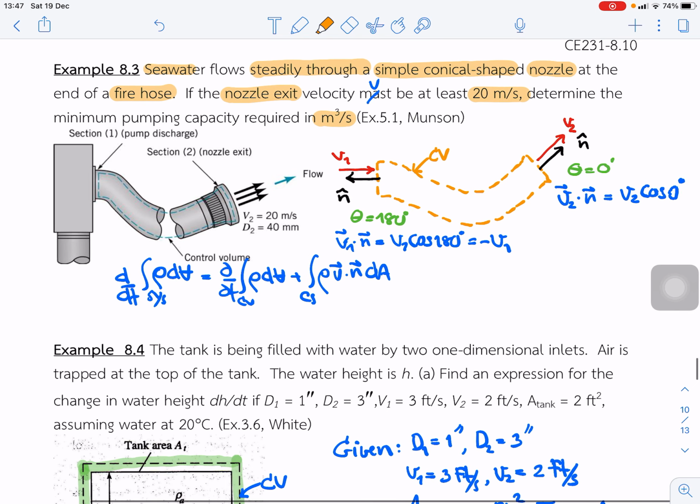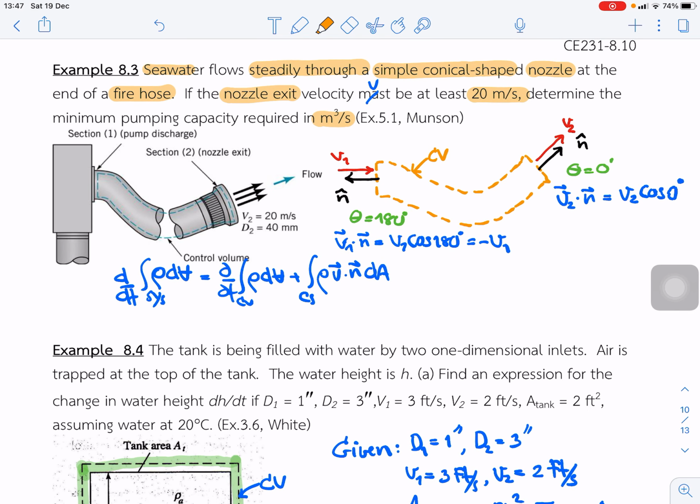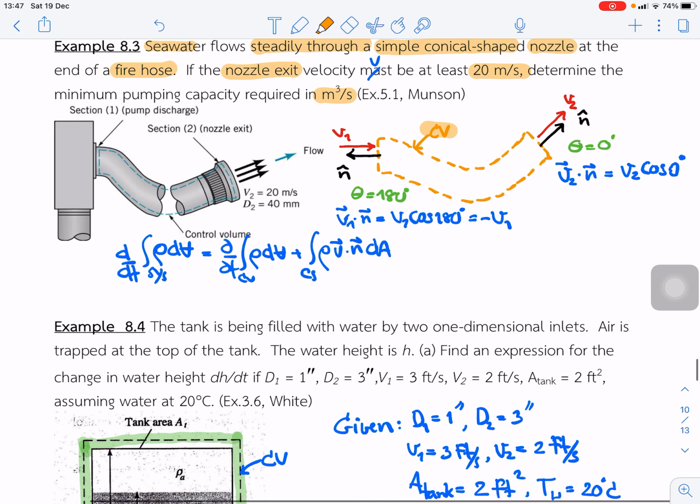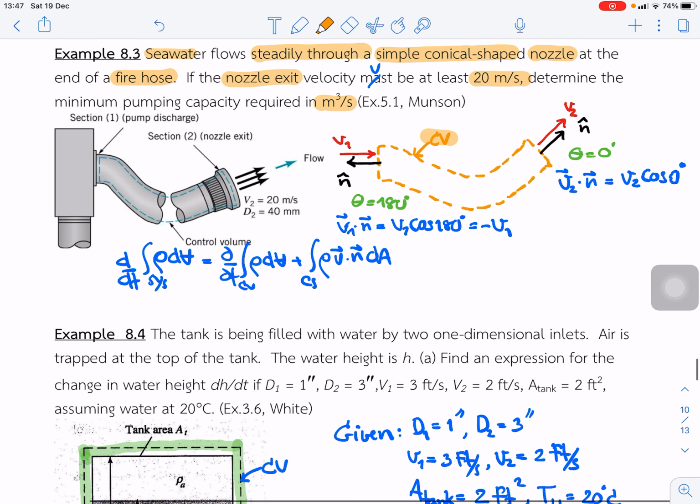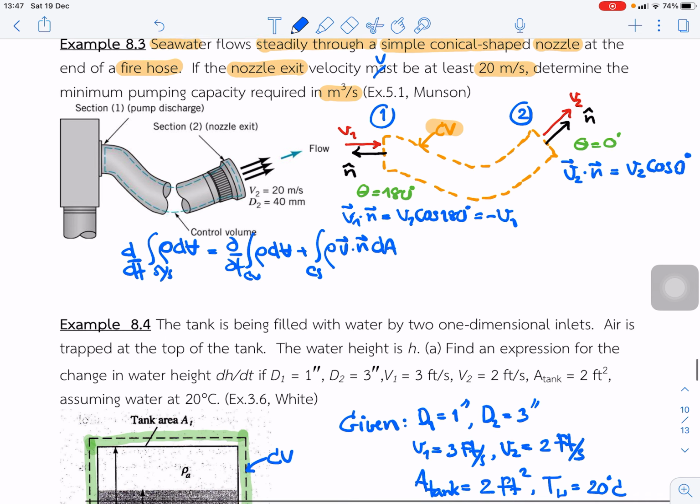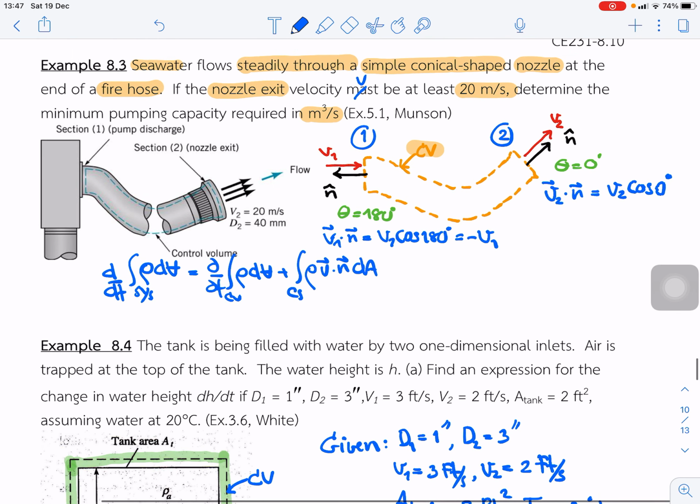Okay, we can draw the control volume like this. This is the control volume. The first point is the inflow and the second point is the outflow for the nozzle. For the first point, theta is 180, and for the outflow, theta is 0.